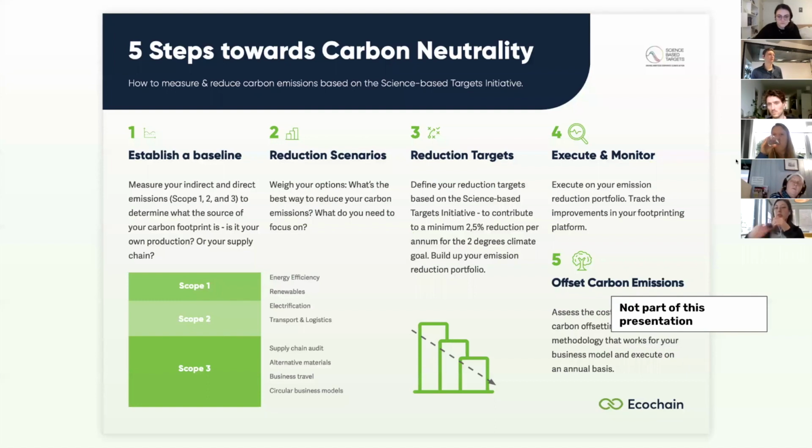Then it's all about executing and monitoring. The fifth step is a step that not all of our clients take, but it's offsetting the remainder of the carbon emissions. I want to be clear about the scope for today. That is not part of the scope of today. We really want to focus on the first 4 steps out of this 5-step journey.